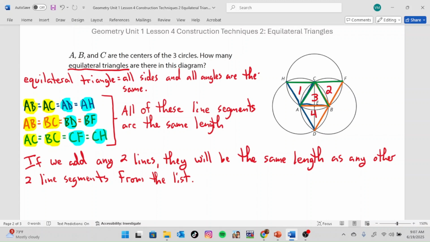If I were to add segments AD and AH, which would make this line segment on the bottom left, and if I were to add BD and BF, which make up this line segment on the right, and then I added CF and CH, which make up this line segment across the top, then I actually have a 5th equilateral triangle created from the 4 smaller equilateral triangles.